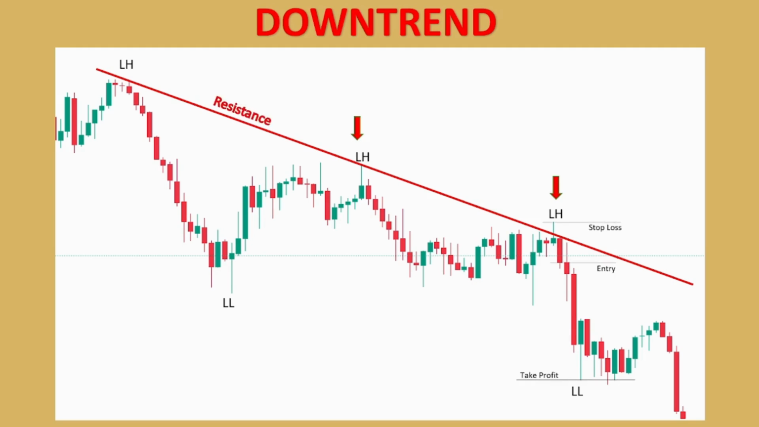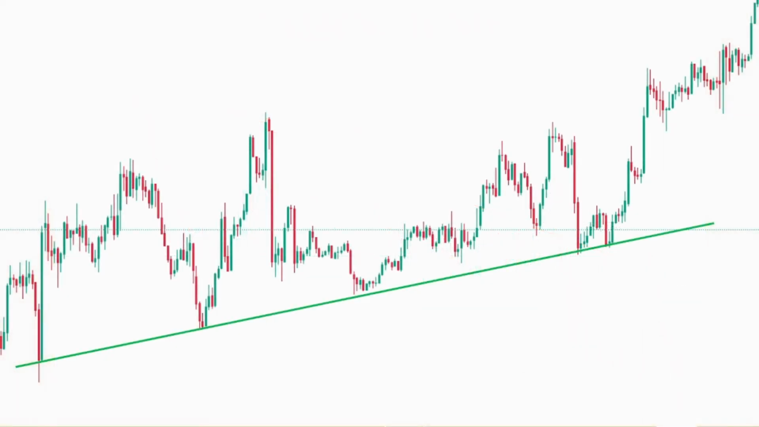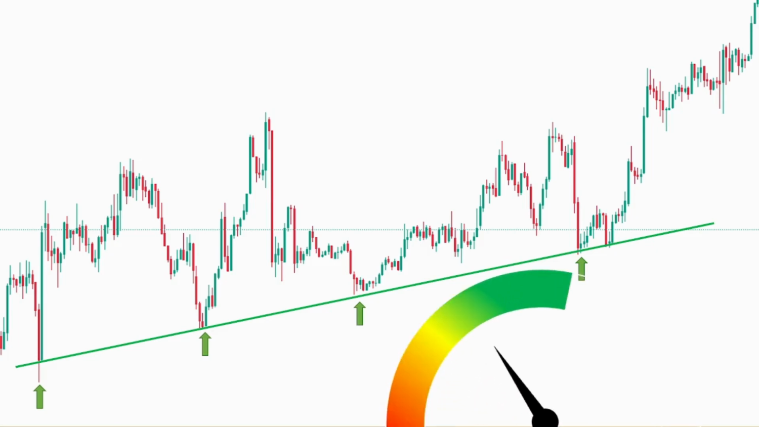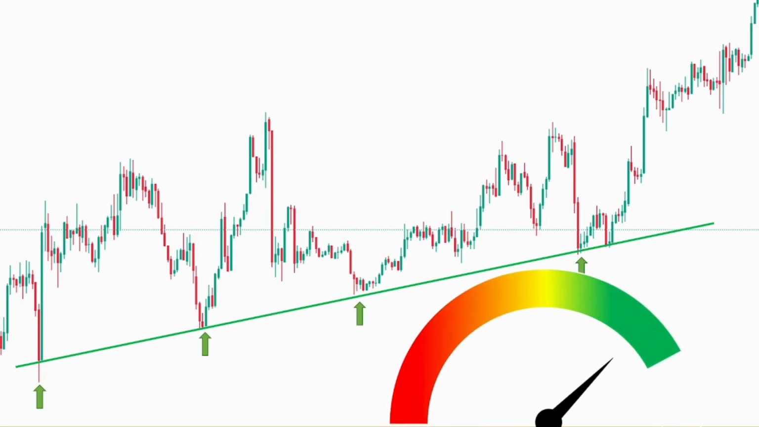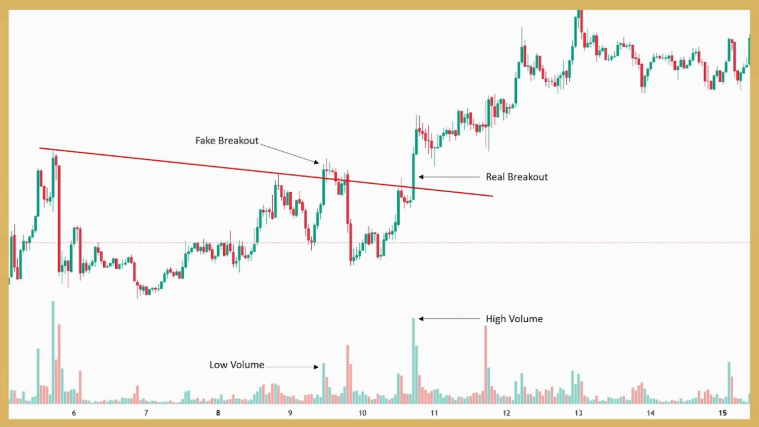But here's the key. The more times price touches a trend line without breaking it, the stronger that trend line becomes. It's like a wall. The more it holds, the more traders trust it. However, if price breaks through a trend line with strong momentum, it could signal a trend reversal or a trend weakening, and that's when traders start looking for new setups.